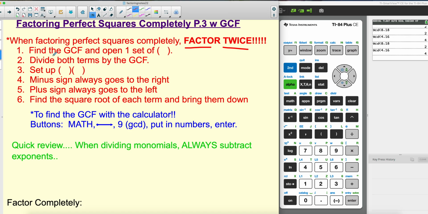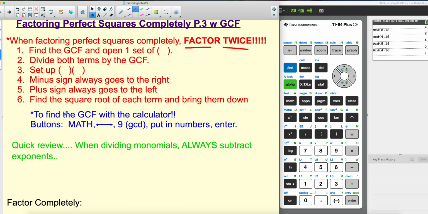And then like we did today, you divide both terms by the GCF. And then steps 3 to 6, again, are just factoring the perfect square rules like we have been working with during the week, all right? Setting up two parentheses, minus sign on the right, plus sign on the left, and then just finding the square roots, all right? So that's pretty much what we got.